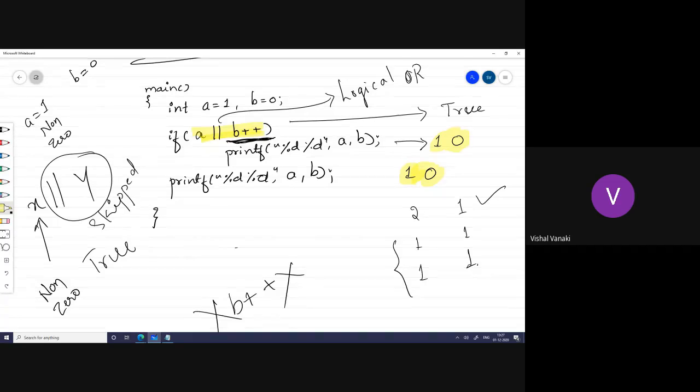So the condition becomes true. It will go inside the if block. It will print A and B values, where B value is unchanged. B value remains 0 itself, because that part was skipped. That will not be evaluated. So what you can learn from this example is, for OR operation, if the first operand is non-zero, then the rest of the expression gets skipped. Are you getting my point?